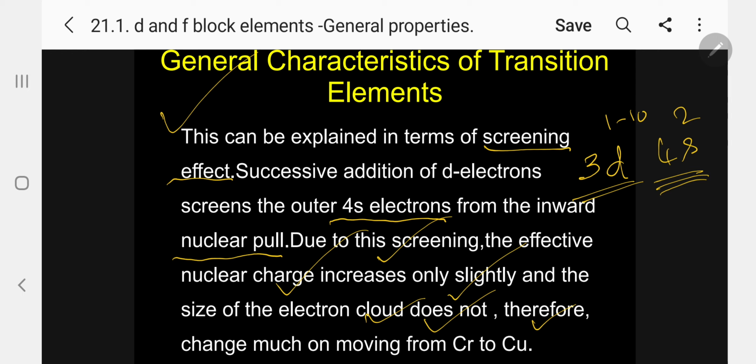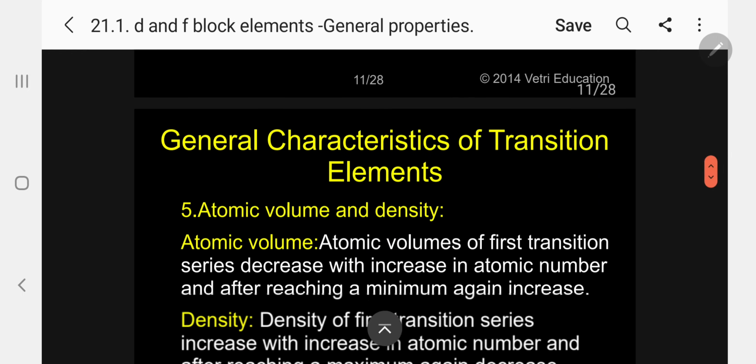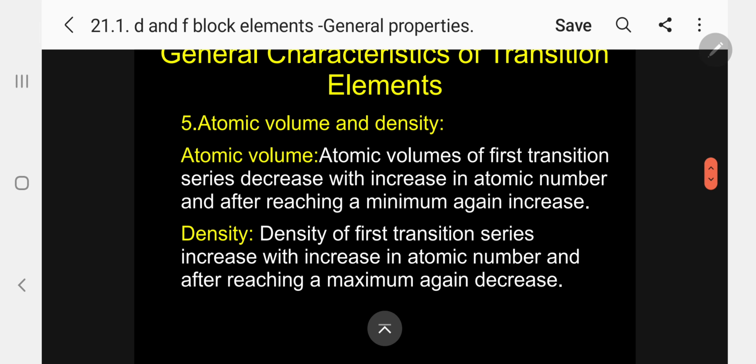Please follow. Now, atomic volume and atomic density. Atomic volumes of first transition series decrease with increase in atomic number, and after reaching a minimum again increase. Like the previous case. Density of first transition series increase with increase in atomic number, and after reaching a maximum again decreases.